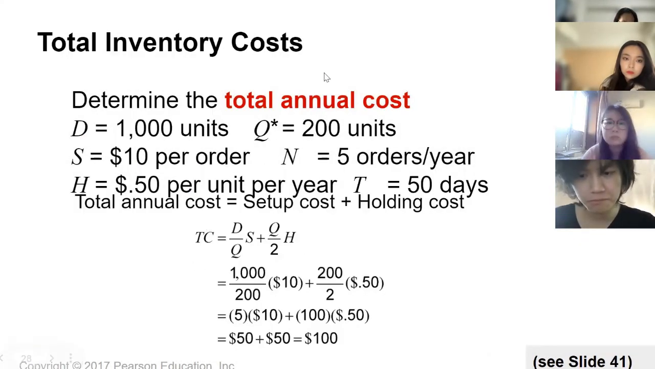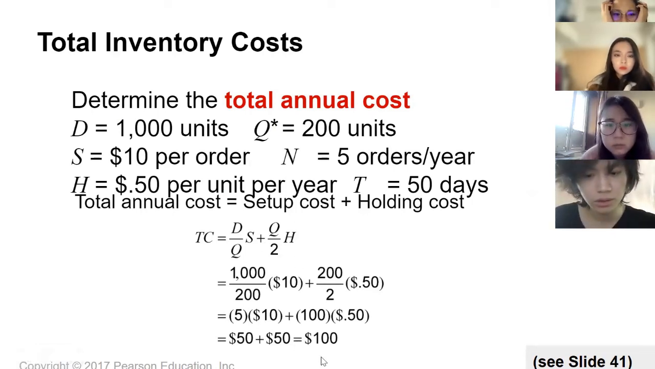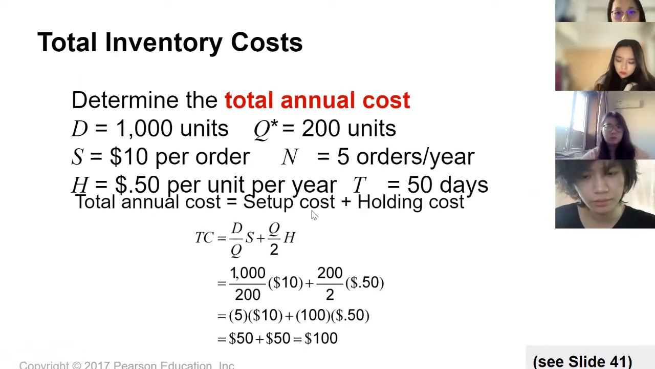And most important is this total annual cost. So total cost is setup cost plus holding cost. So in this case, it is $100. Okay, $100. So total annual cost is this.